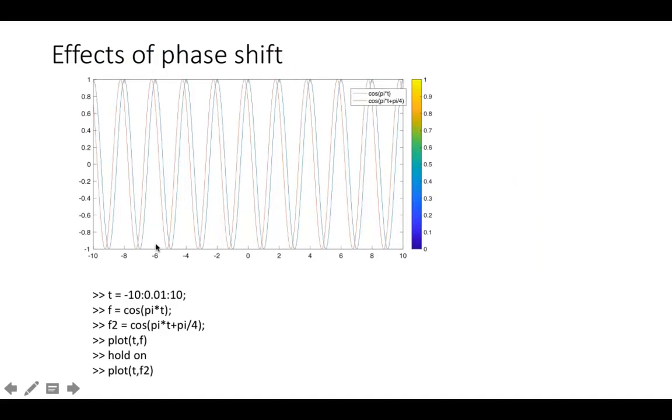All right, now let's look at the effects of what happens if we shift the phase. We have two plots here. The cosine of pi t is plotted in blue, and the cosine of pi t plus pi over 4. A little quick quiz: what is pi over 4 in degrees? We've got cosine, so the frequency is the same, and the red line has a phase shift. Notice that we added pi over 4. What that does is shift the curve to the left, which is a little bit counterintuitive.